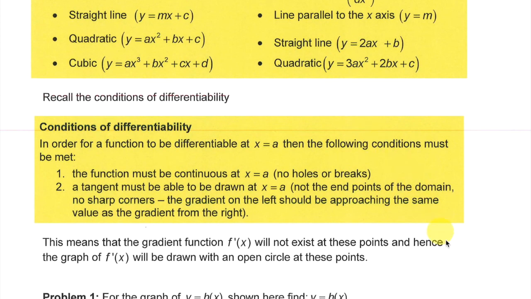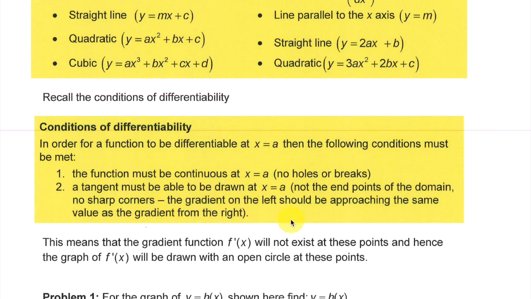It's also important to remember the rules of differentiability. In order for a function to be differentiable at x equaling a, the following conditions must be met. Firstly, it must be continuous. So you need to be able to sketch the entire graph without taking your pen off the paper. If we're trying to find the derivative at a particular point, x equaling a, there must be no break or hole there. That's the idea of being continuous at x equaling a.